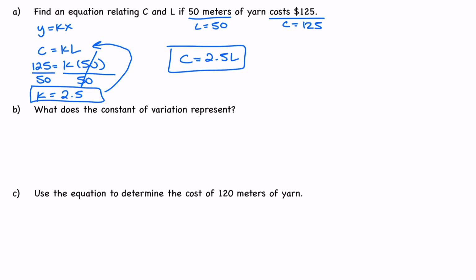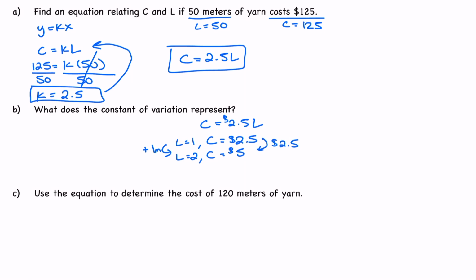So first, let's look at our equation. So our total cost is equal to $2.5 times our length in meters. So what that means is, if our length is equal to 1, then our total cost is going to be equal to 2.5 times 1, or $2.5. If our length is equal to 2, then our total cost is going to be equal to 2.5 times 2, or $5. So as you can see, as our length increases by 1 meter, our cost increases by $2.5.